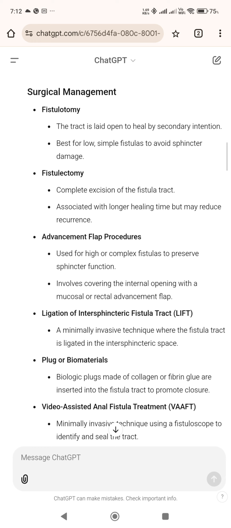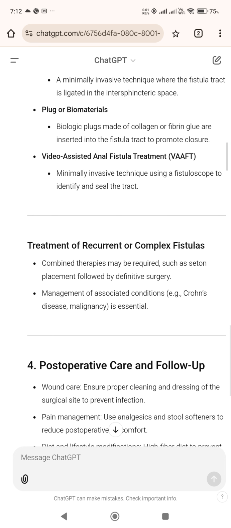Ligation of intersphincteric fistula tract, LIFT: a minimally invasive technique where the fistula tract is ligated in the intersphincteric space. Plugs or biomaterials: biologic plugs made of collagen or fibrin glue are inserted into the fistula tract to promote closure. Video-assisted anal fistula treatment, VAFT: a minimally invasive technique using a fistula scope to identify and seal the tract.